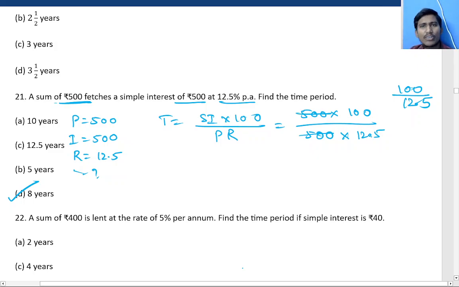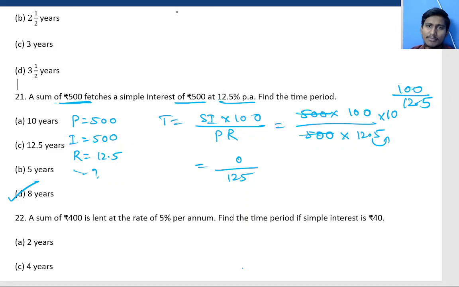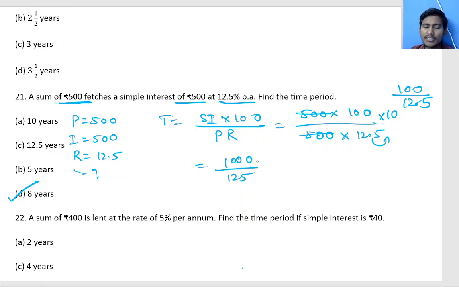Here we have to multiply. If you shift one decimal point, you have to multiply above with 10. So now it will become 125 in the denominator and 1000 on the top, because 100 into 10 is 1000. So here 1000 will come.